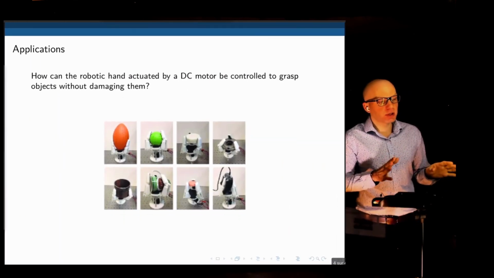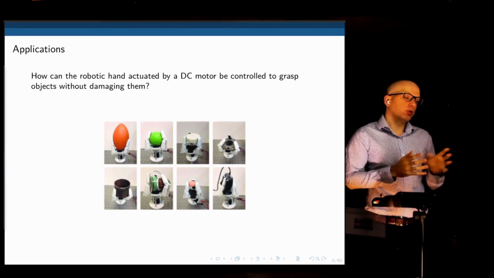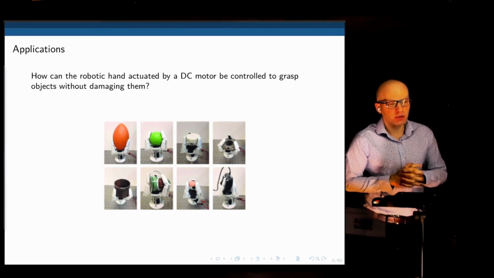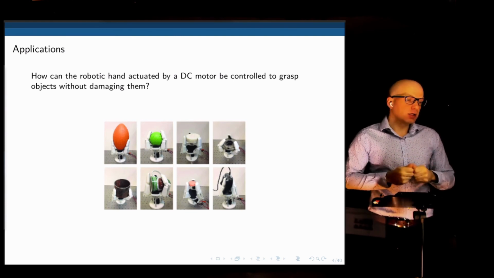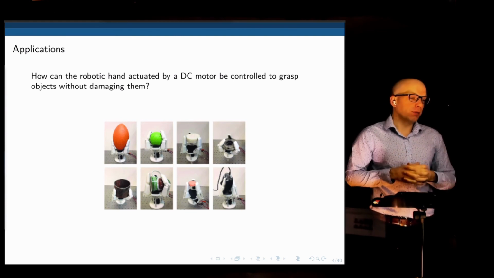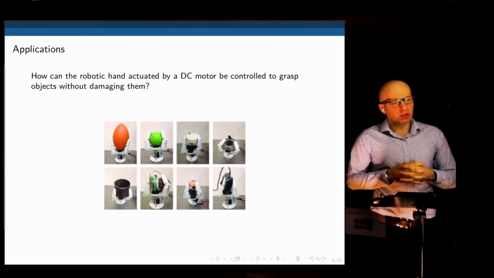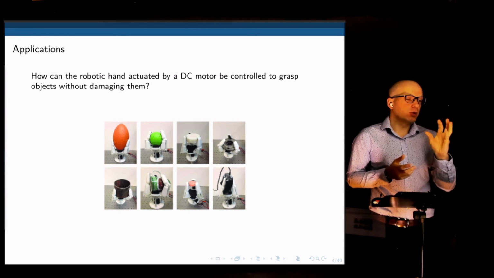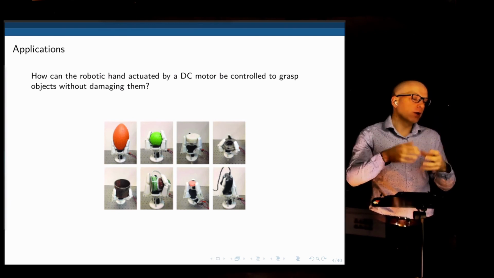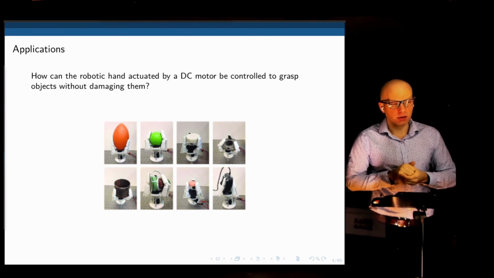Here is a different application. We're not going to cover this in this lecture. We're going to cover that in the following lecture, but let's assume that you have this robotic hand here, this gripper, and this gripper is to be controlled to grasp some objects. We can do position control and just make sure that the gripper reaches a certain position, and hopefully that will be sufficient to grasp the object.